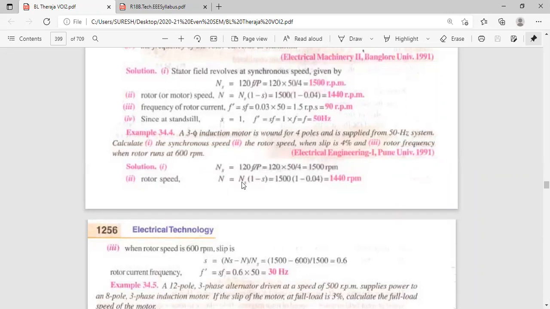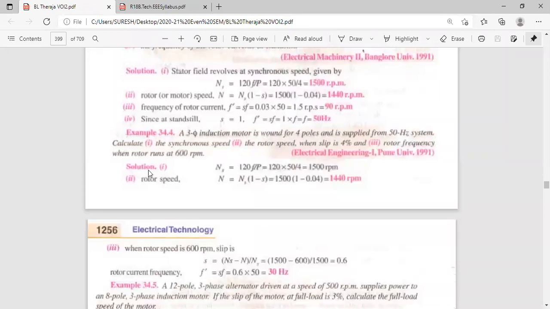Therefore, rotor speed is N is equal to Ns into 1 minus S. Ns we have calculated, 1500 RPM. Substitute 1 minus S, where slip is 0.04 as they have given here. Okay. That is the rotor speed. Formula we know for rotor speed: N is equal to Ns into 1 minus S.